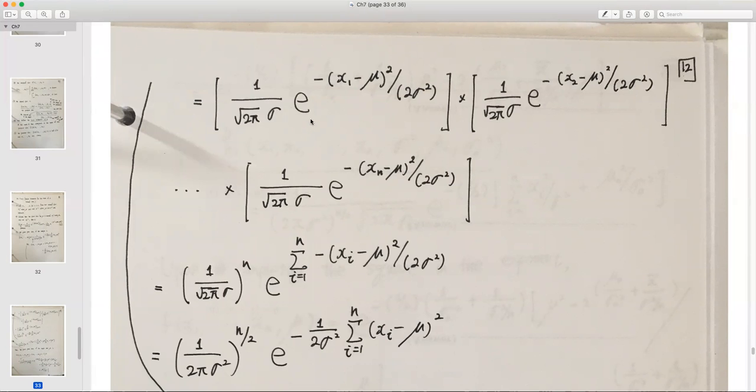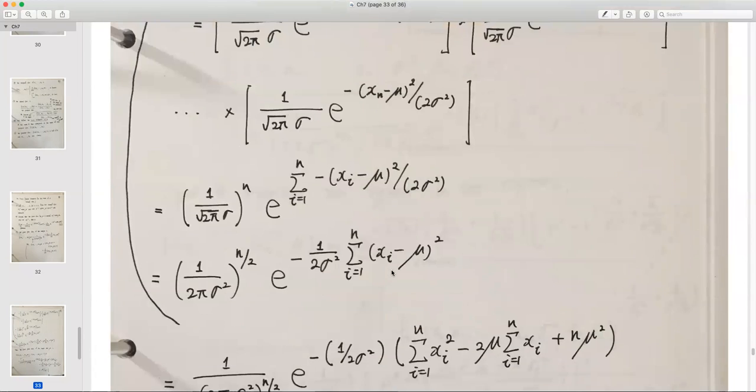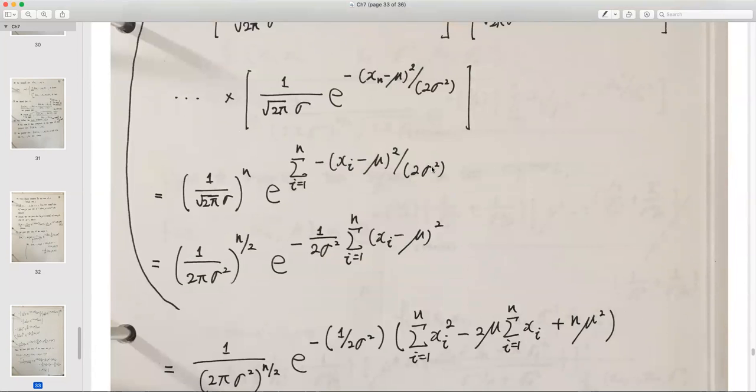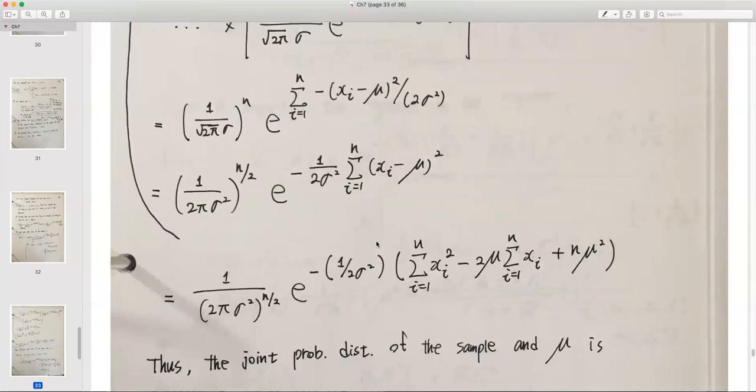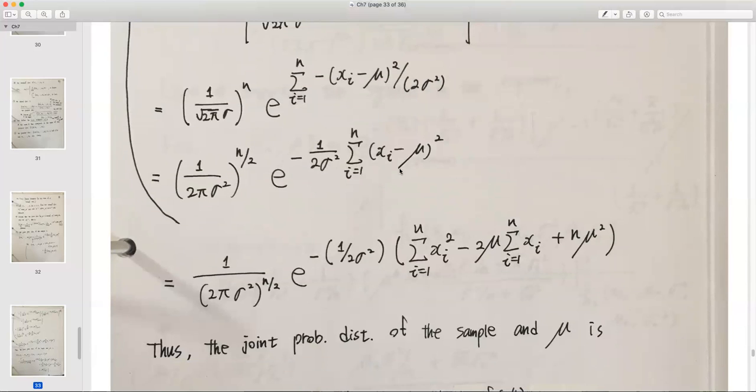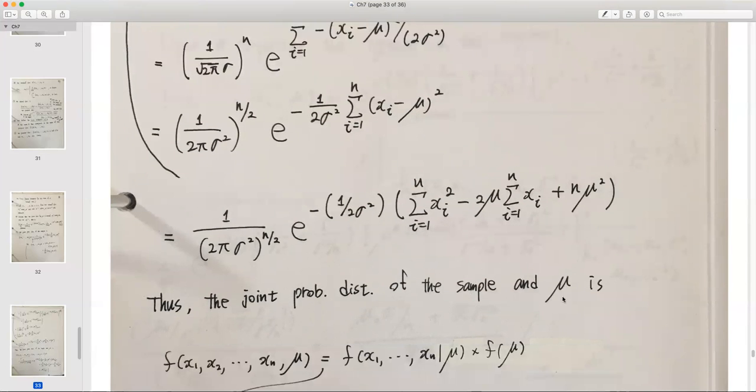And then see the exponential terms right there. Since all of these exponential terms have the same base, when you combine them, we get the sum of the exponents, which is this, e to the sum of that fraction. Okay, so now since 1 over 2 sigma square is just a constant, we can bring it out of the summation. So we got this, minus 1 over 2 sigma square, and this. Okay, so now expanding the summation term, we got this. Okay, so thus the joint probability distribution of the sample and mu is this.